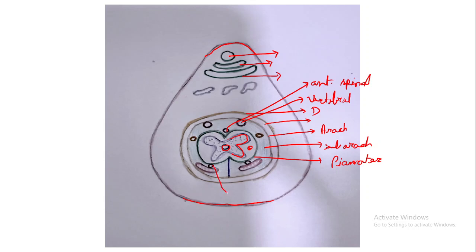And these two are the posterior spinal arteries. This one is the posterior spinal artery. This is the spinal root of accessory nerve, or the 11th cranial nerve. Spinal root of accessory nerve, and this is the cerebellar tonsils.